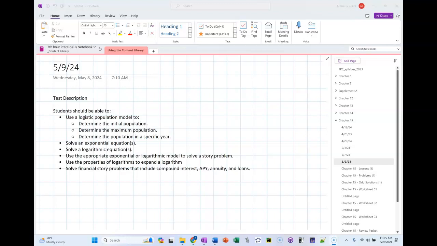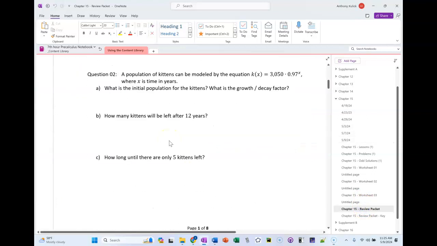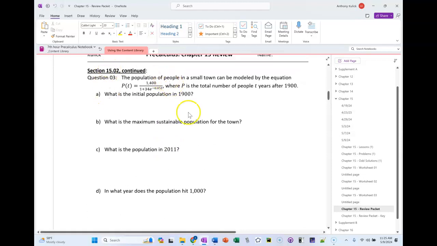Students should be able to use a logistic model to determine the initial population, maximum population, and the population in a specific year. What might that look like? If I look at the review and say, question 3 here, that's a logistic model asking kind of the same kinds of things, right? That's the review.